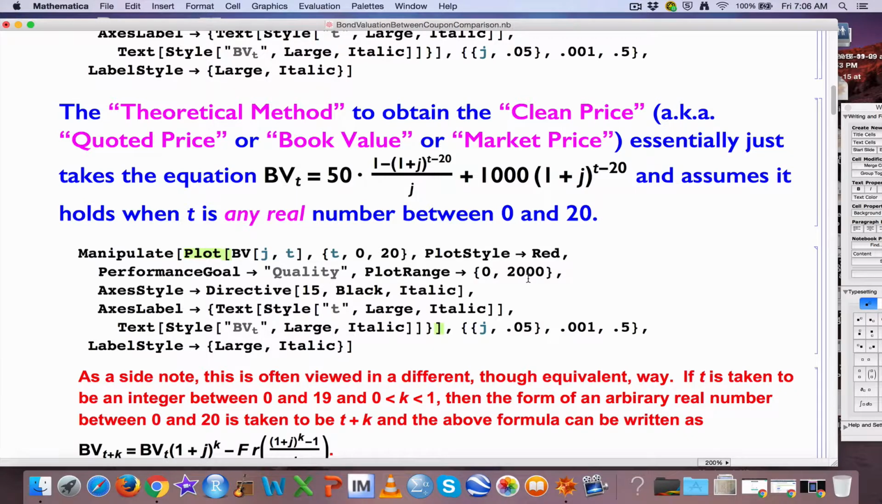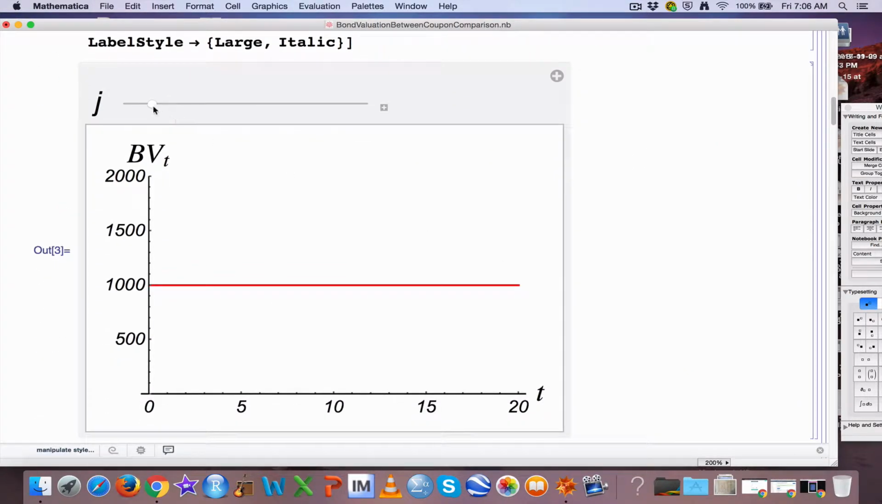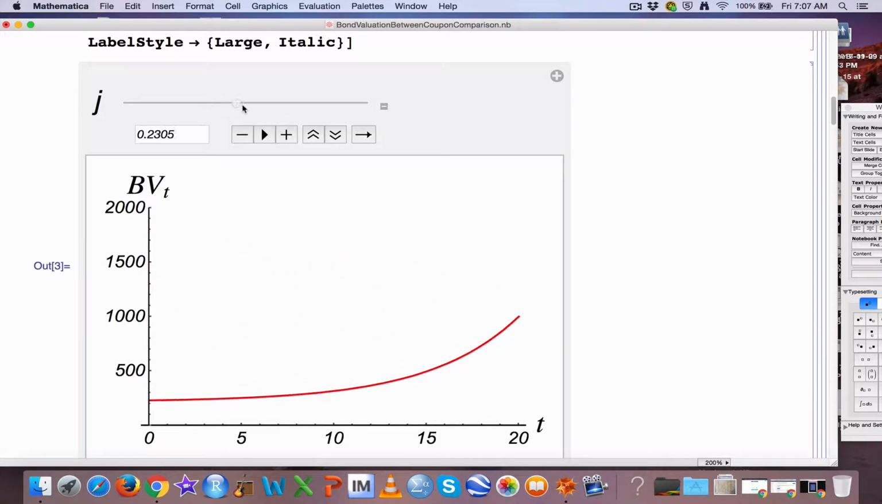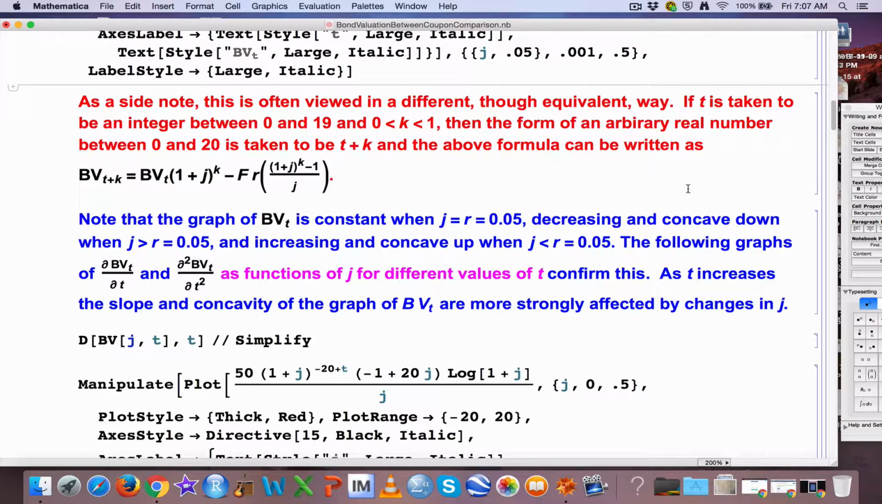But let's just see in this graph that you are essentially taking the discrete graph from the last picture and making it continuous. Once again, if j is bigger than r, then you get an increasing and concave up graph, and if j is less than r, you get a decreasing and, technically, concave down graph, though it's only slight when j is real large or real small. It looks almost straight there, but it is slightly concave down. When j is exactly equal to r, 0.05, which I'm not quite able to get to there, then you have a horizontal graph that is straight. So that really is, in essence, what the theoretical method does.